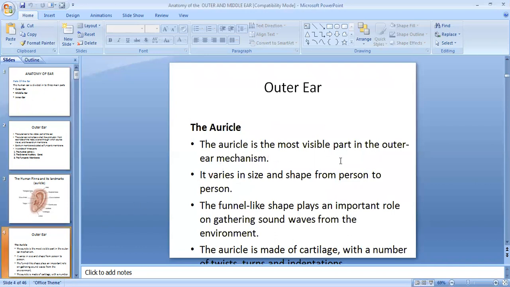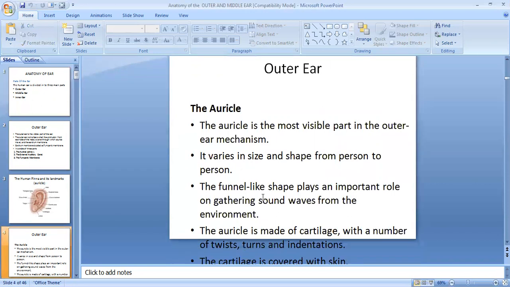The auricle is the most visible part in the outer ear mechanism. It varies in size and shape from person to person. The funnel-like shape plays an important role in gathering sound waves from the environment. So basically the function of this auricle is to gather the sound waves from the environment and transmit it into the external auditory canal and tympanic membrane. And it is made of cartilage with a number of twists, turns, and indentations.